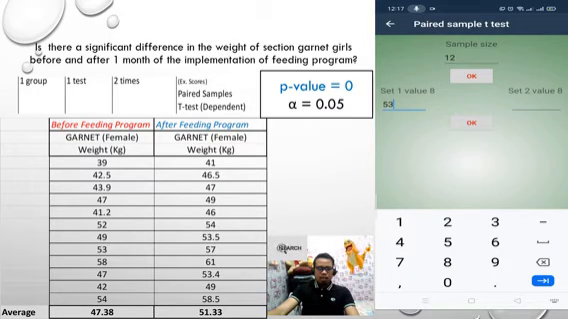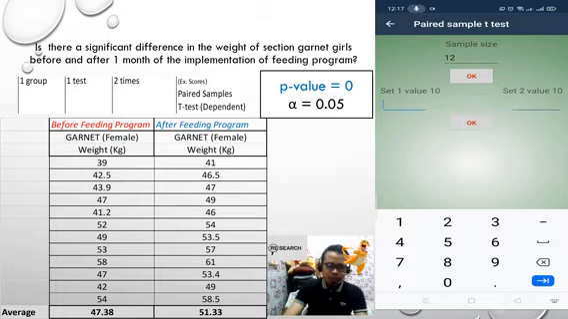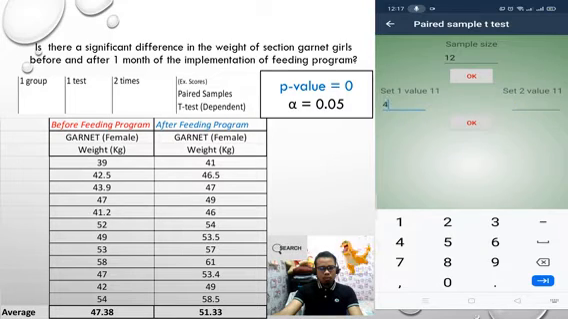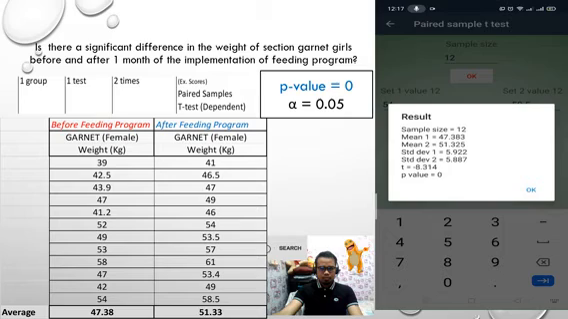From 53, turned to 57. From 58 to 61. From 47 to 53.4. Then weighing 42 before, she weighed now 49. So she gained 7 kilos. From 54, she gained 58.5. Okay. And here's the result.